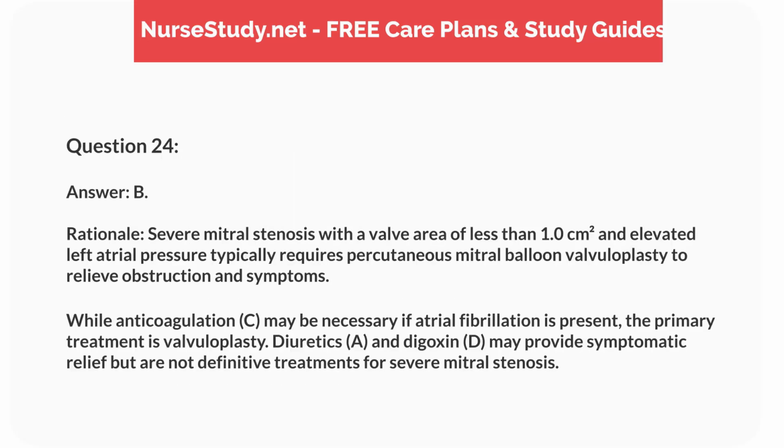Answer: B. Rationale: severe mitral stenosis with a valve area of less than 1 square centimeter and elevated left atrial pressure typically requires percutaneous mitral balloon valvuloplasty to relieve obstruction and symptoms. While anticoagulation, C, may be necessary if atrial fibrillation is present, the primary treatment is valvuloplasty. Diuretics, A, and digoxin, D, may provide symptomatic relief but are not definitive treatments for severe mitral stenosis.